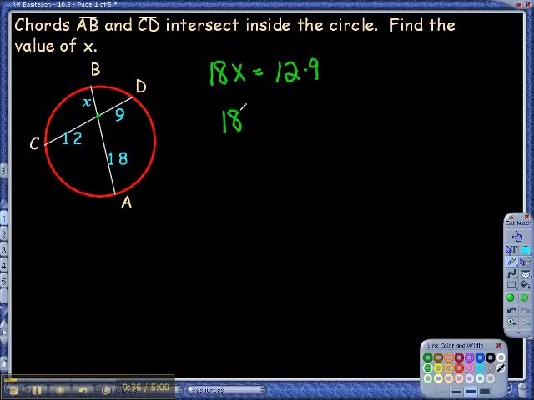So in this case, 18x would equal 108. So then x would end up being 6. Okay, and again, because we have these two chords that intersect inside the circle, we were just to find the value of x, so we've done that. We could talk about chord lengths at that point in time too.